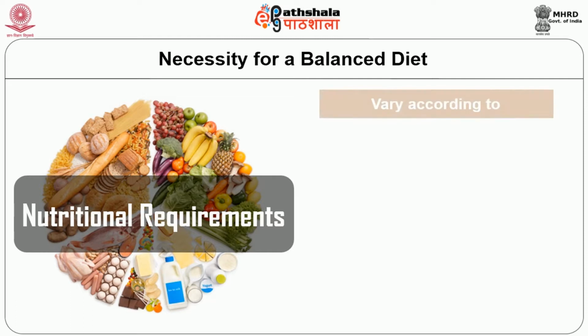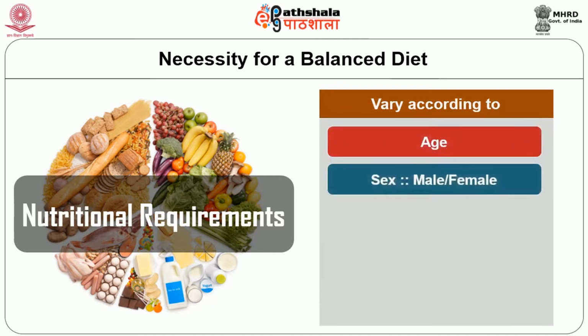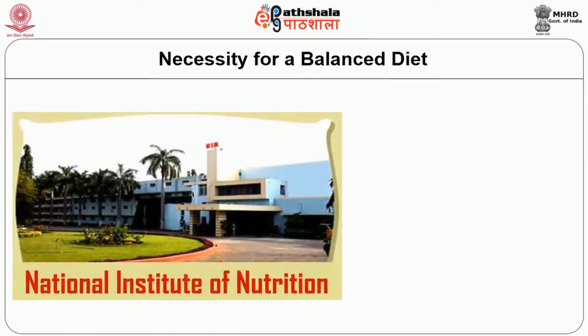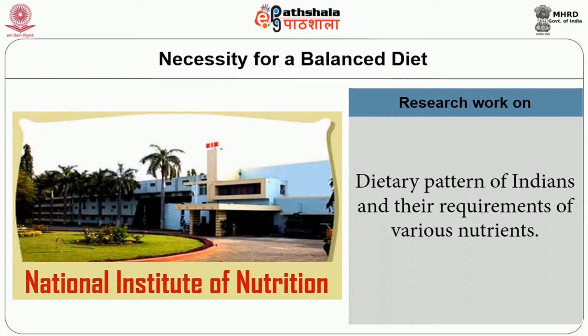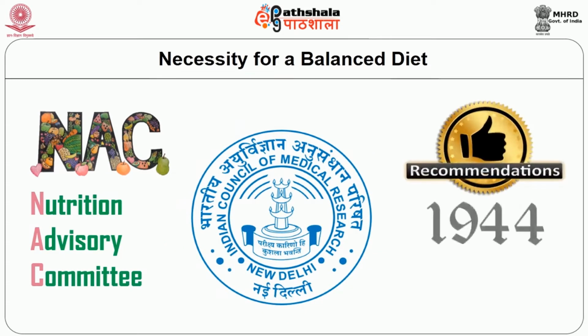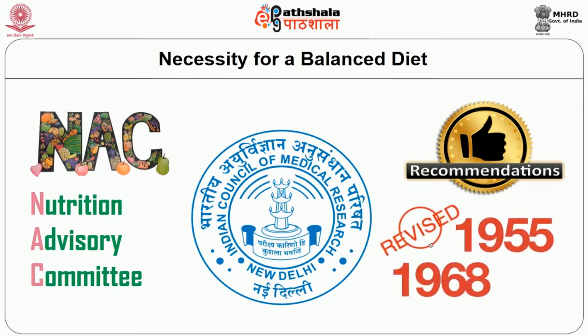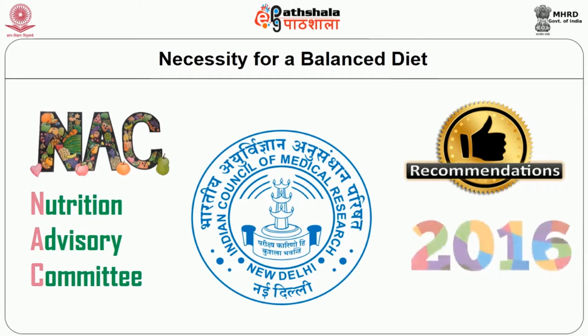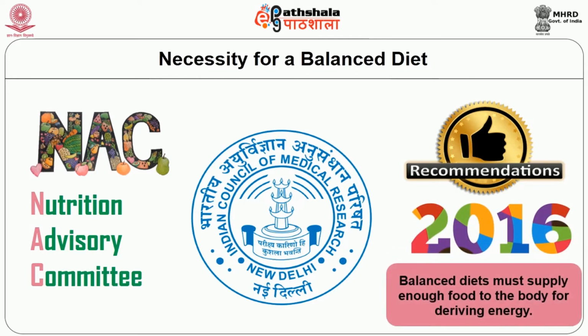The nutritional requirements vary according to the age, sex, physical activities, and also other physiological conditions such as the basal metabolic rate. The National Institute of Nutrition in India is engaged in continuous and updated research work on the dietary pattern of Indians and the requirements for various nutrients, both major and minor nutrients. The Nutrition Advisory Committee of the Indian Council of Medical Research made recommendations in 1944 for all nutrients. They were then revised in 1955 and also later in 1968. In 1980, further recommendations were made by the Nutrition Advisory Committee, and the latest requirements are available now, updated in 2016, for formulating the balanced diet for various age groups.